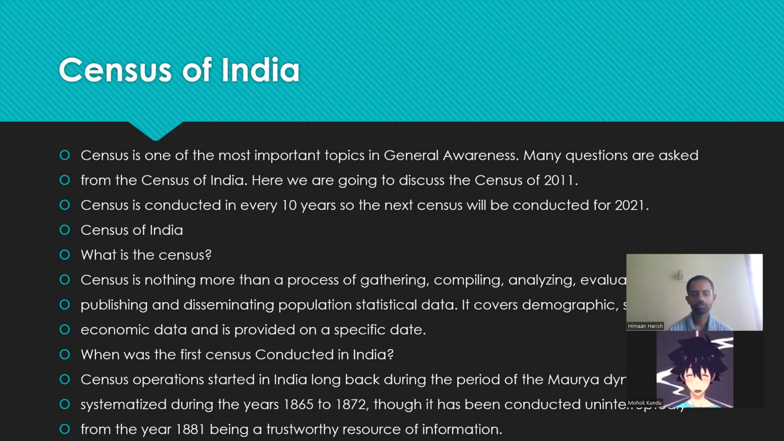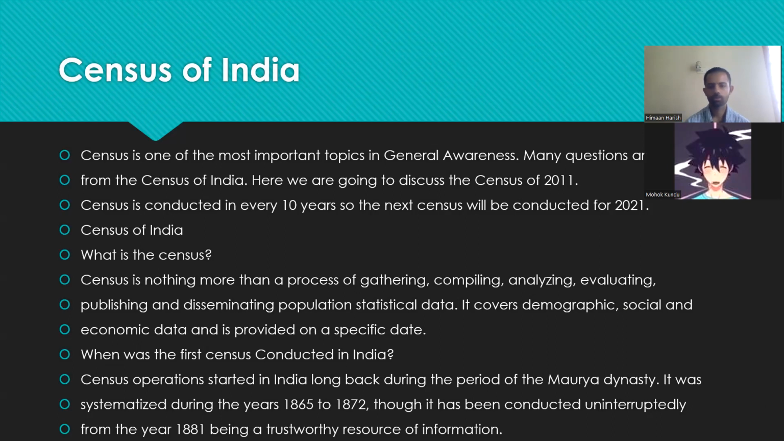Census is one of the most important topics in general awareness. Many questions are asked from the Census of India. Here we are going to discuss the Census of 2011. Census is conducted every 10 years, so the next census should have been conducted in 2021. But it has not been carried out because of the COVID pandemic. Otherwise, it had to be conducted during the year 2021.